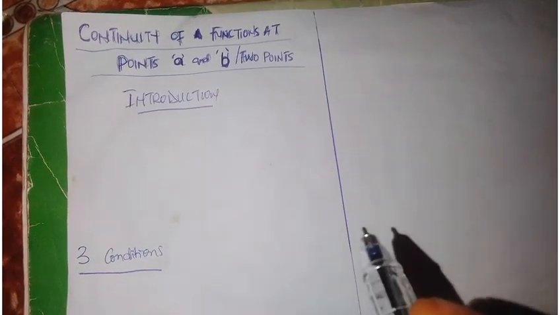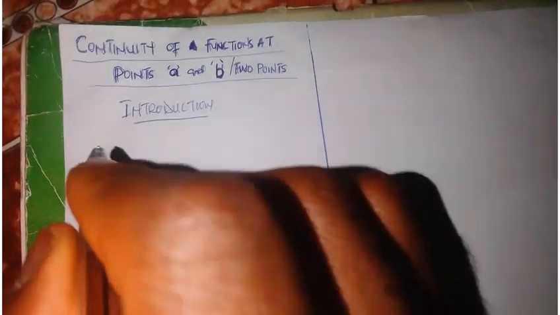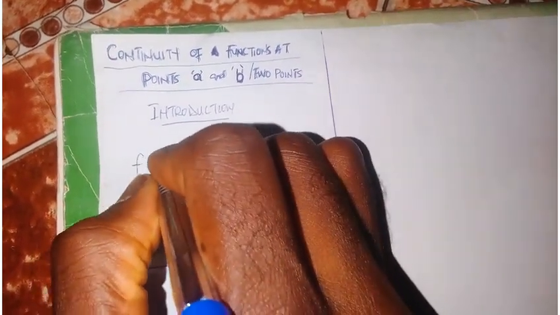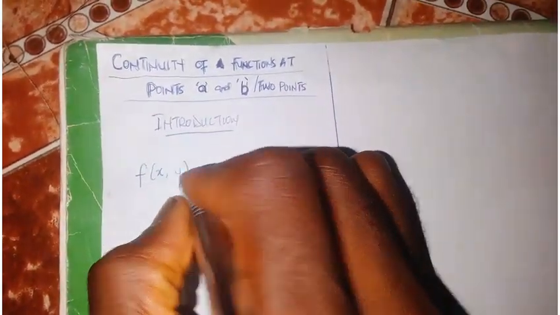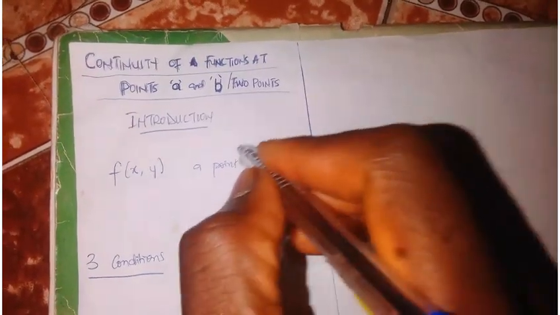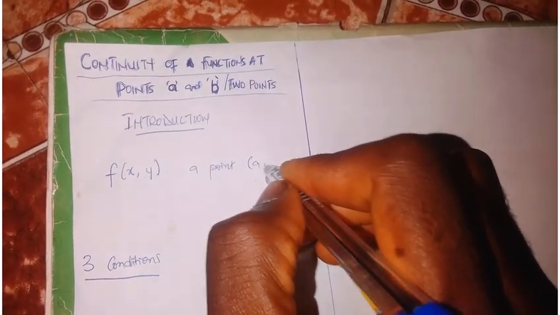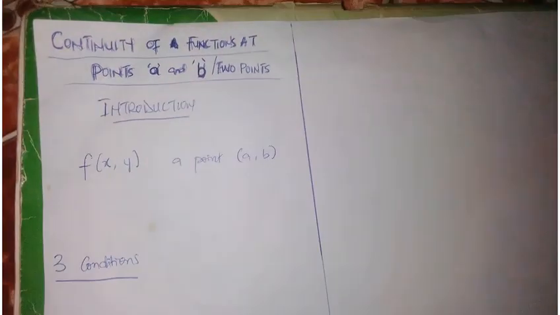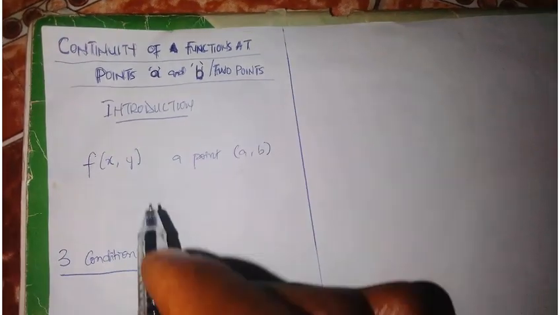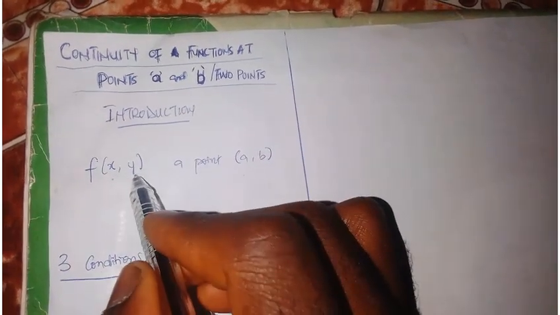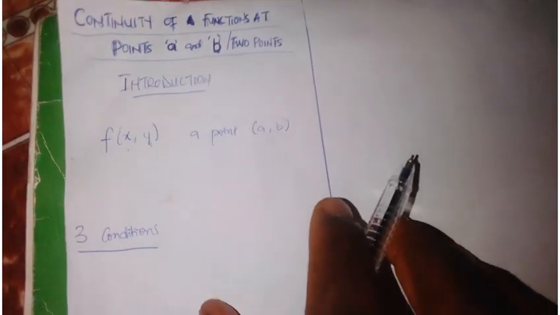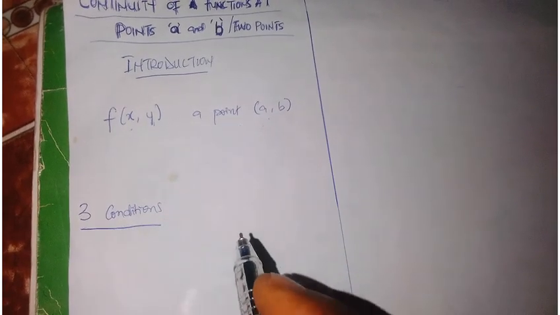What is continuity for this case? As we've been saying, we will need a function f of x, y in this case, and we need points, in this case a, b. For continuity of a function at 2 points, I'll need the function f of x, y, and I'll need the point a, b. Now, let's see how it is defined.